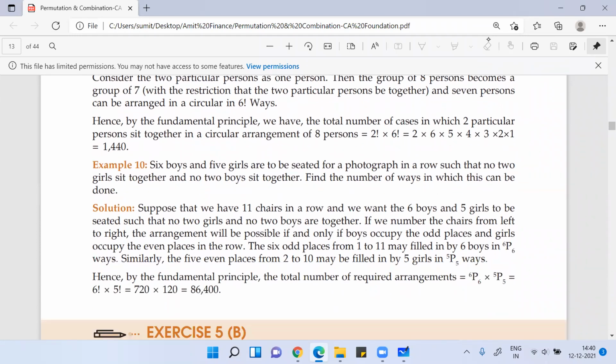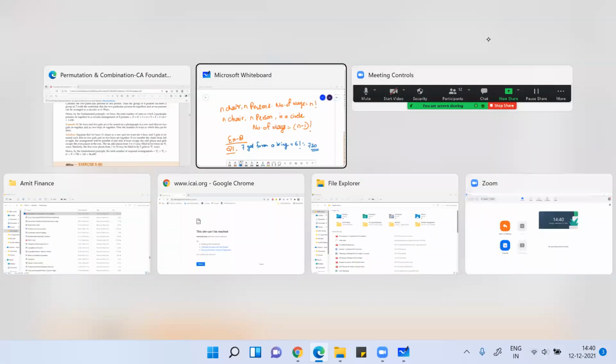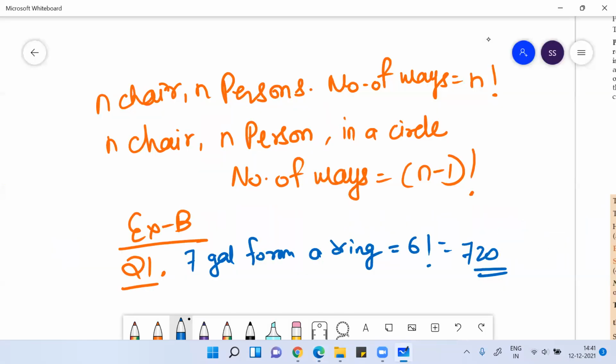Clear, everyone? So, example 10. 6 boys and 6 girls are to be seated for a photograph in a row such that no 2 girls are together and no 2 boys are together. Find the number of ways this can be done.